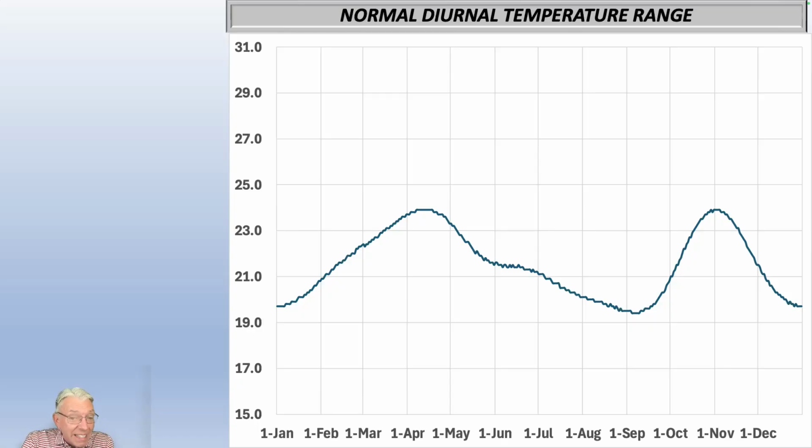It's something that geeky scientists tend to look at, and it's just sort of interesting. So you'll notice here that there's a minimum in January and also December, okay? And then there's a maximum range as we head into April and May, and then again in October and November.